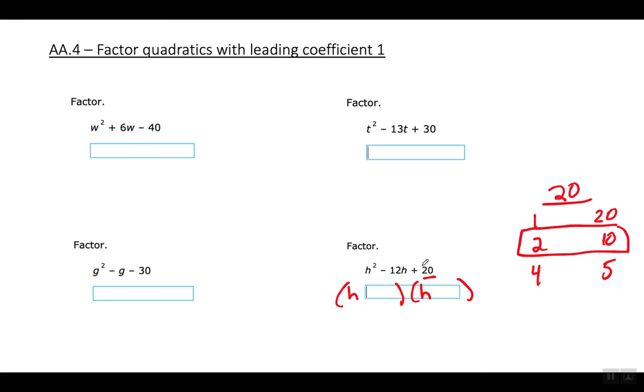Okay, now this one's easy because if you multiply two negative numbers, you get a positive, but if you add them, you get a negative. So both numbers are going to be negative.